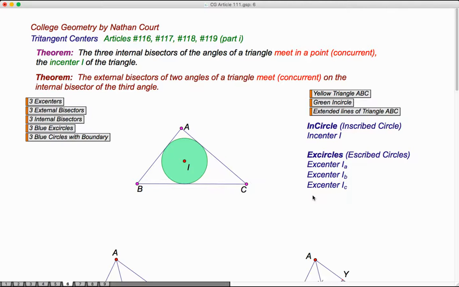Hello, this time we are going to focus on articles 116, 117, 118, 119, part 1. These are fairly easy because all the principles here are from elementary geometry.